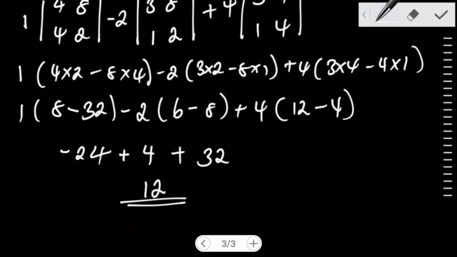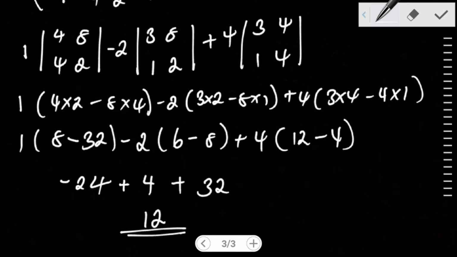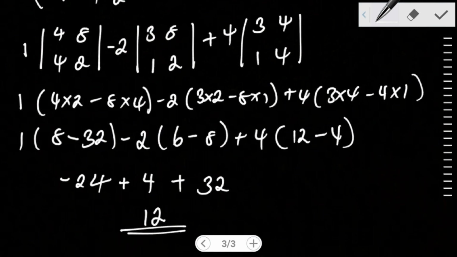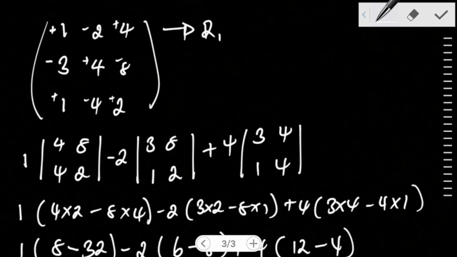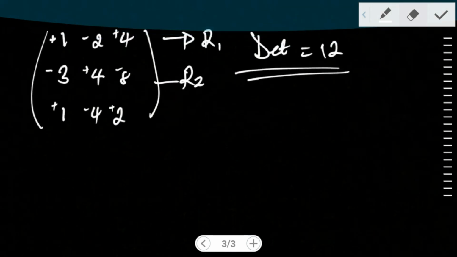Now here we have used the first row. Let's try using the second row in this case. Our determinant in this case, we've got it as 12. Now let's find out if we use row 2.